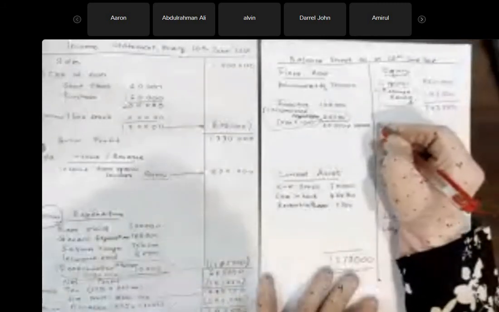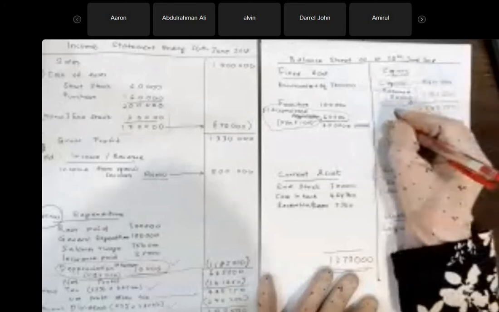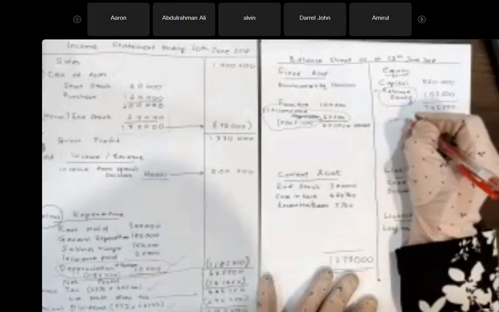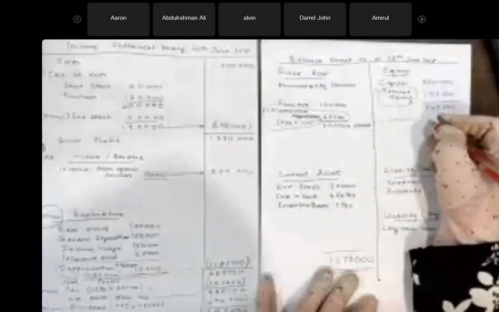Sebenarnya kat sini ada satu lagi kalau ada draw, withdraw. Ambilan ni kita panggil lah apa, draw. Withdraw lah. Kat sini kalau ada lah. If there is withdraw, minus. So you have to put here.